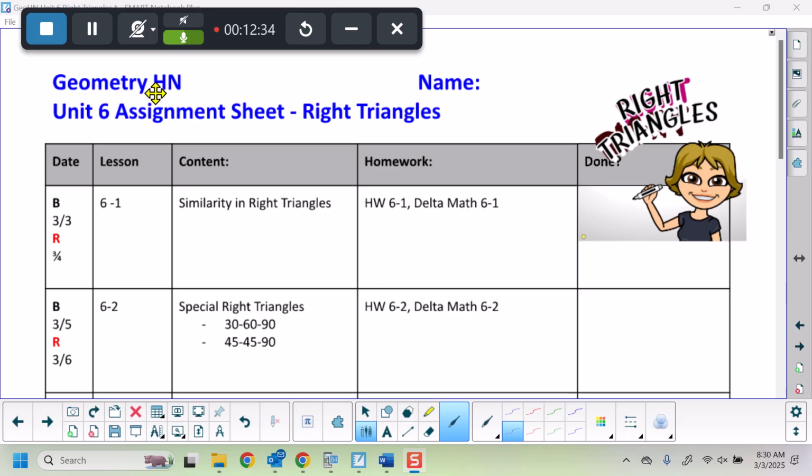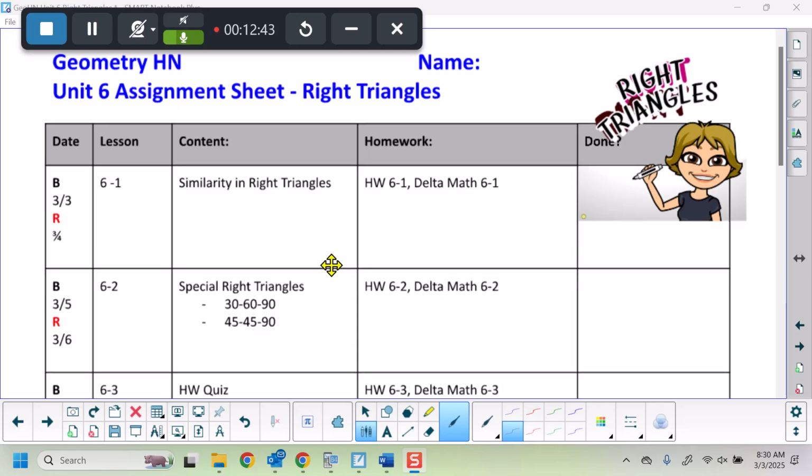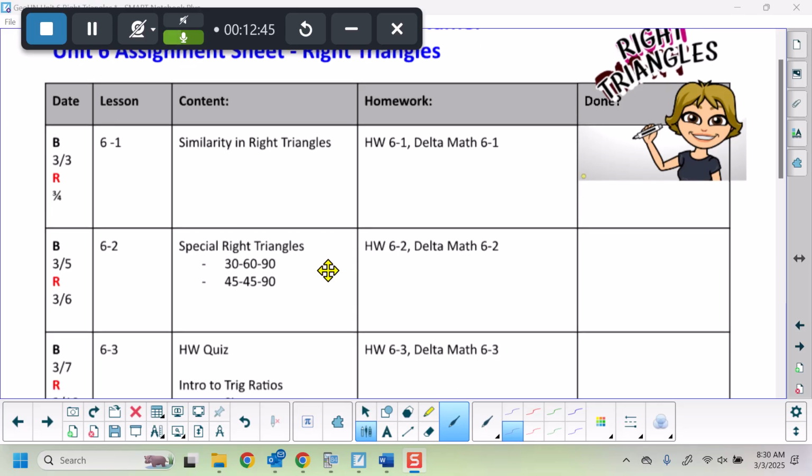So we're going to start off today talking about similarity in right triangles. And next class we're going to talk about some special right triangles. Again, not a lot of creativity in naming things in mathematics. We call them 30, 60, 90 triangles. Guess what that means? 30, 60, 90. Their angles are 30, 60, 90.